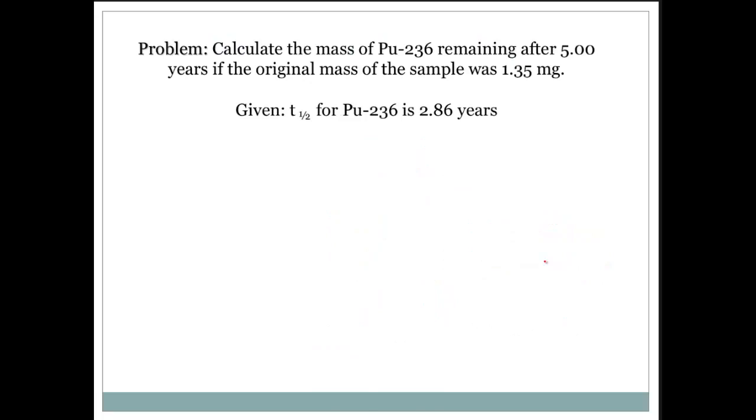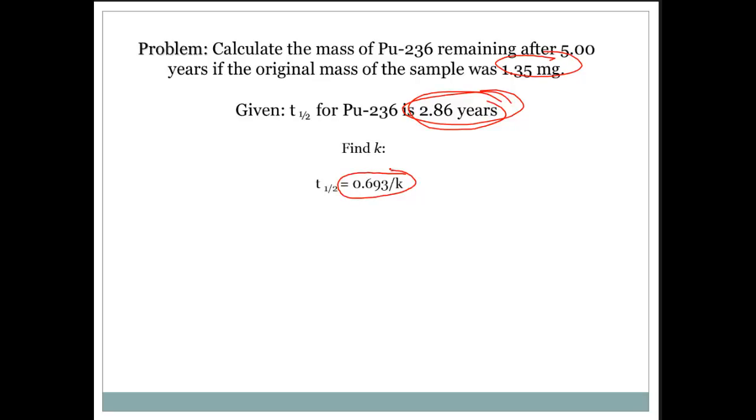Let's do another one. Calculate the mass of Pu-236 remaining after 5 years if the original mass was 1.35 milligrams. They also gave you the half-life is 2.86 years. Once again, the first thing we want to do is figure out what the rate constant is. So we need to find k. We know what the half-life is, 2.86, and we know that it's a first order reaction. So it's 0.693 divided by k.